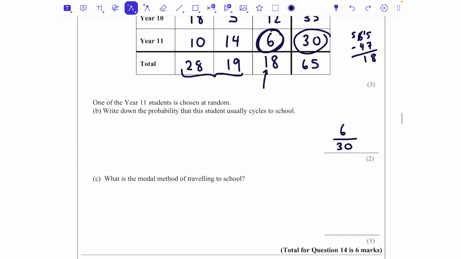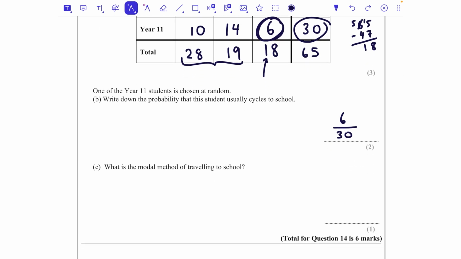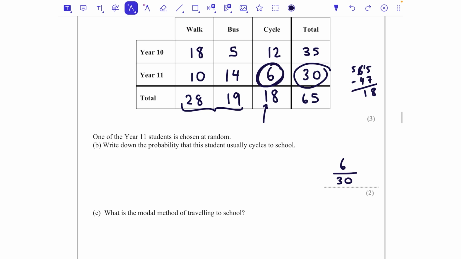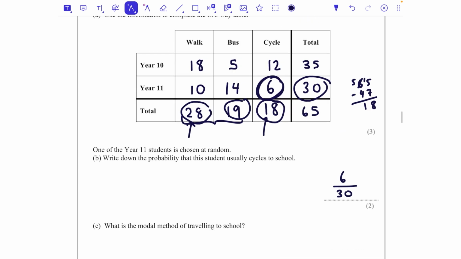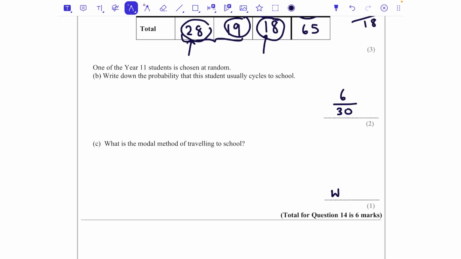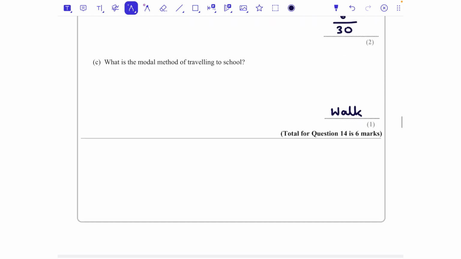Part C, what is the modal method of travelling to school? So what is the most common method of travelling to school? The mode is the most. So looking at all of those, we can see that 28 students walk, 19 get the bus, and 18 cycle. So 28 is going to be the highest frequency there. So walk is going to be our modal method of travelling to school.